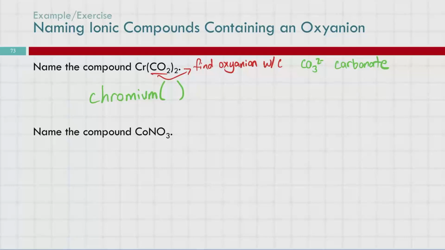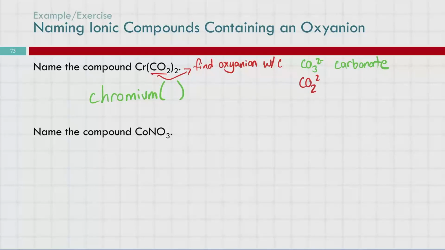Is CO3 what we have? Do we have CO3 in our question? It's different, right? How is it different? How does the number of oxygens change? We lost 1. So from the ate ending, which is what we have, carbonate, going down 1 more, that's what we have. How does our ending change? Yeah, it goes from ate to ite.